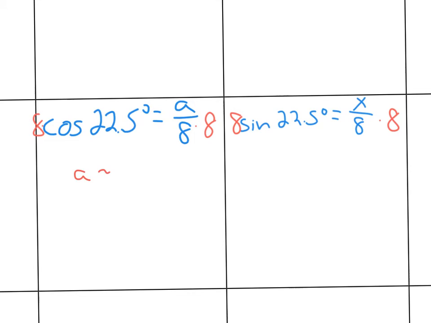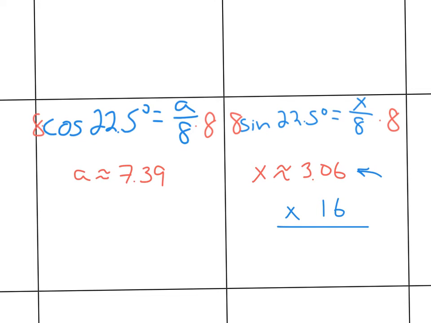So a here is going to be approximately 7.39. I'm going to keep the longer version of this in my calculator. Over here, x is going to be approximately 3.06. Now I need to multiply this by 16. Now why 16? Because there are 2 of these per side, and there are 8 sides, to get approximately 48.98.